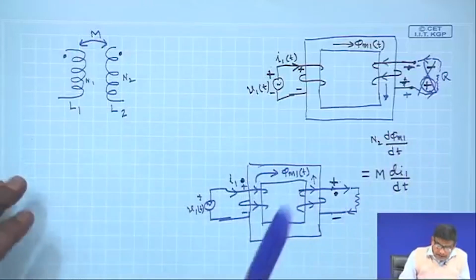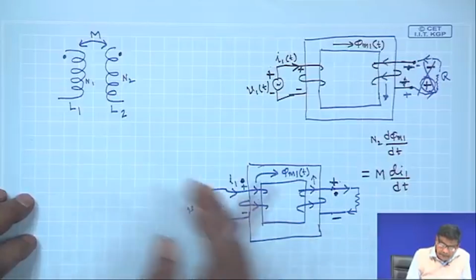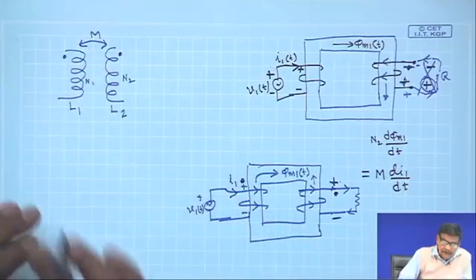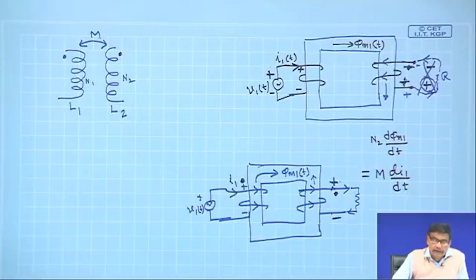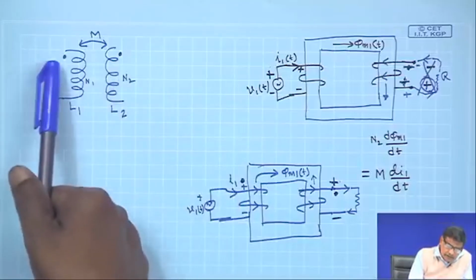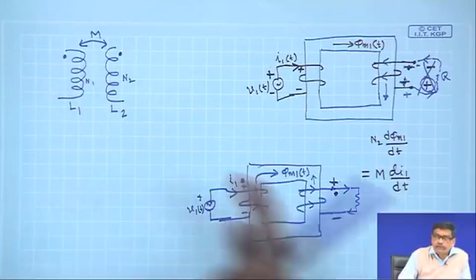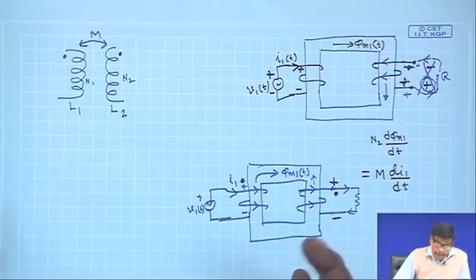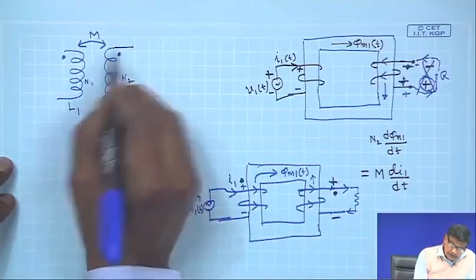So, you understand that the dots simply indicate the instantaneous like polarities of these two coils. If it is plus, it will be plus, if it is minus, it will be minus, and so on. So, this is the thing.